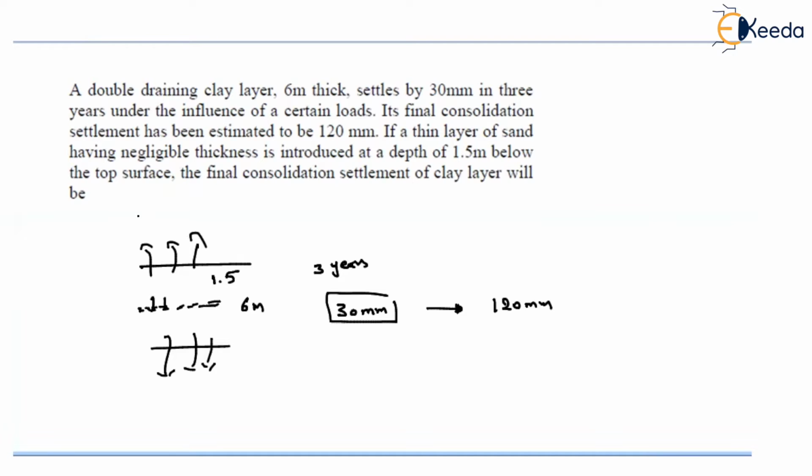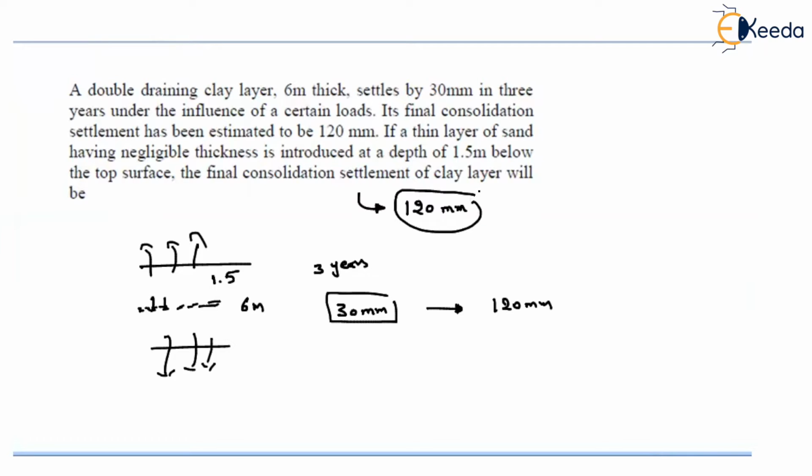So what do you think the answer will be? What will happen if you are including a thin sand layer? If you are including a thin sand layer, that means your time required for the consolidation will decrease, but the final settlement will not change. So even if we include the thin sand layer, what will be the final settlement value? The final settlement value is 120 mm again.